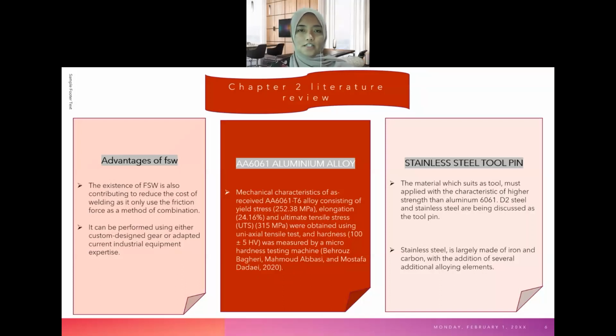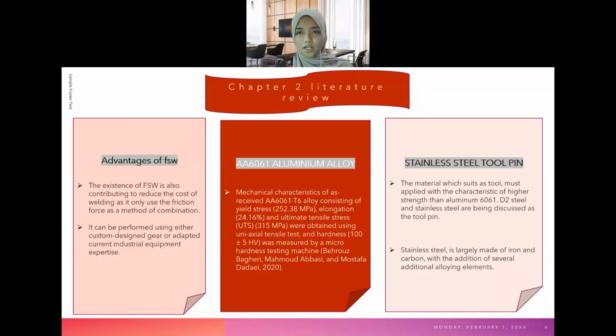Secondly is the AA6061 aluminum alloy. The interesting part of AA6061 aluminum alloy is that it is one of the materials used to design decks and hulls in marine applications due to its mechanical characteristics: yield stress of 252.38 megapascal, elongation of 24.16%, and ultimate tensile stress of 350 megapascal.